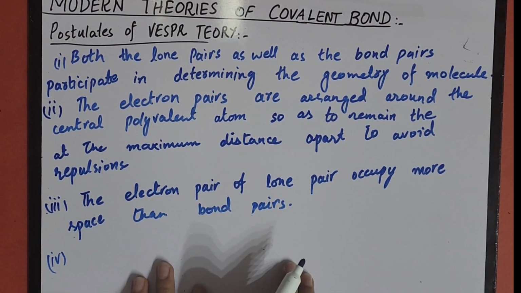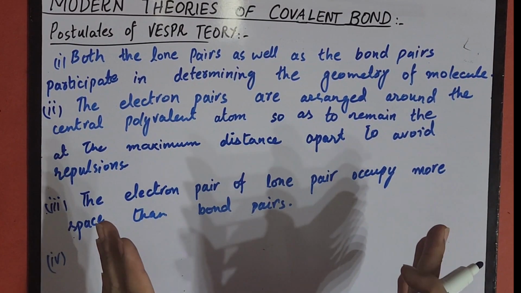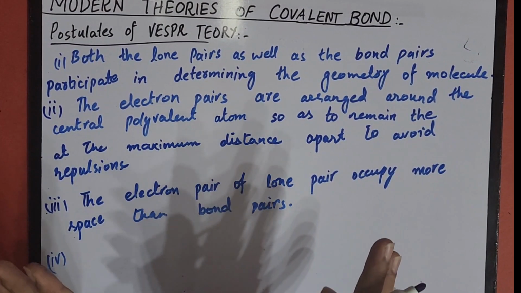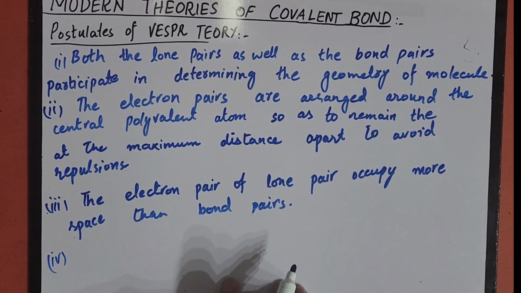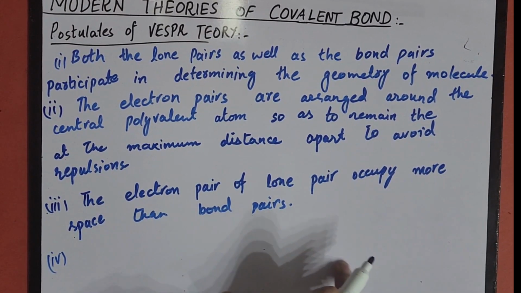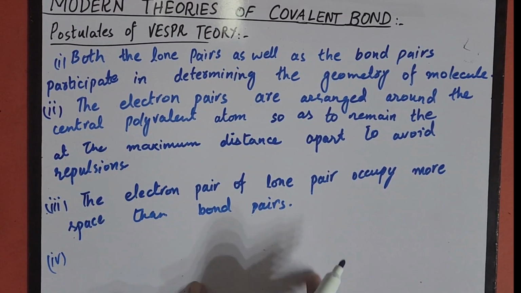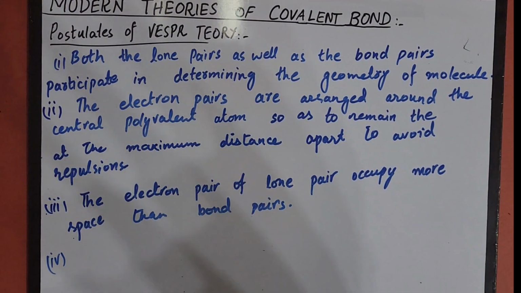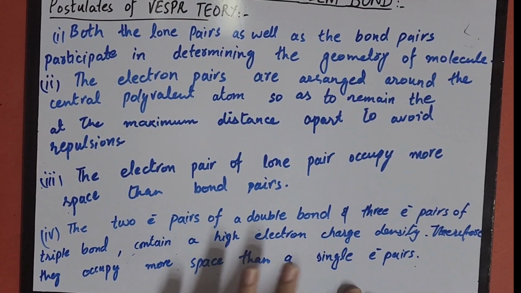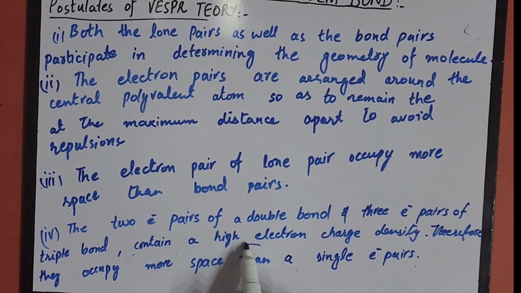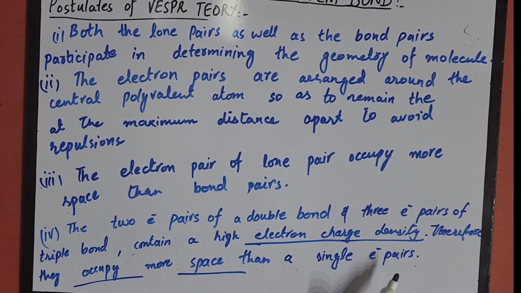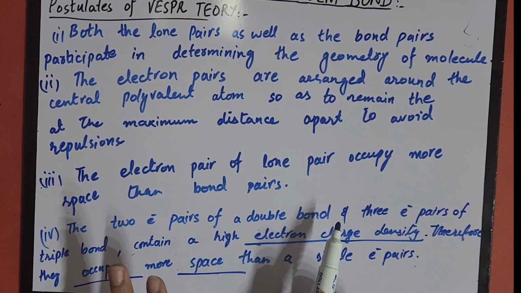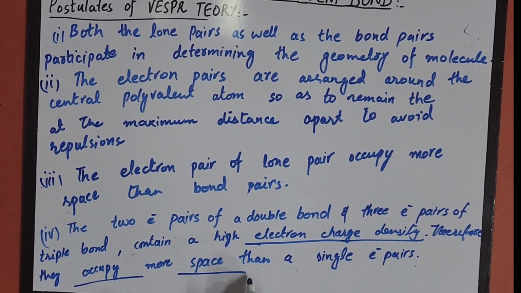The fourth postulate is that the 2 electron pairs of a double bond and the 3 electron pairs of a triple bond contain higher electron charge density. Therefore, they occupy more space than 1 electron pair of the single bond, but behave like a single electron pair in determining the geometry of the molecule. This is because they tend to occupy the same region between the two nuclei like the single bond.